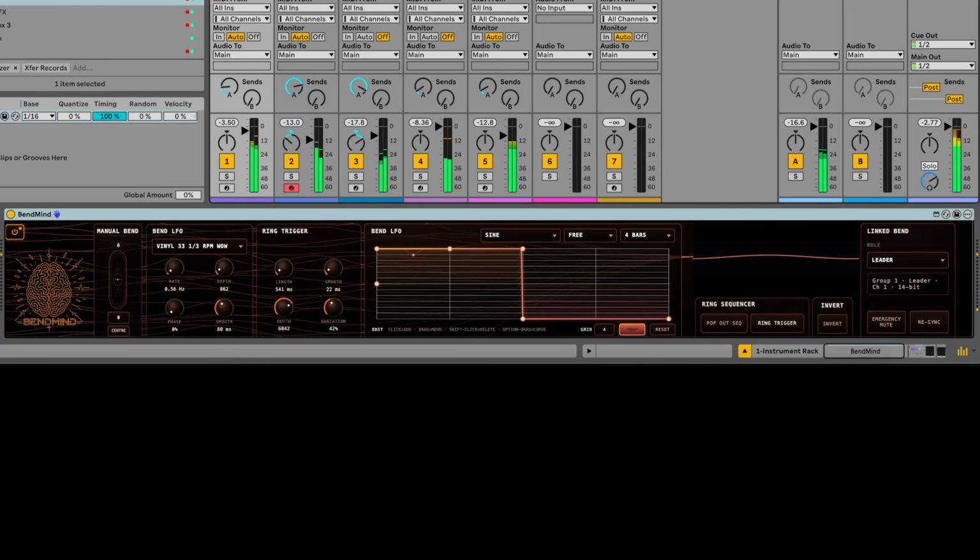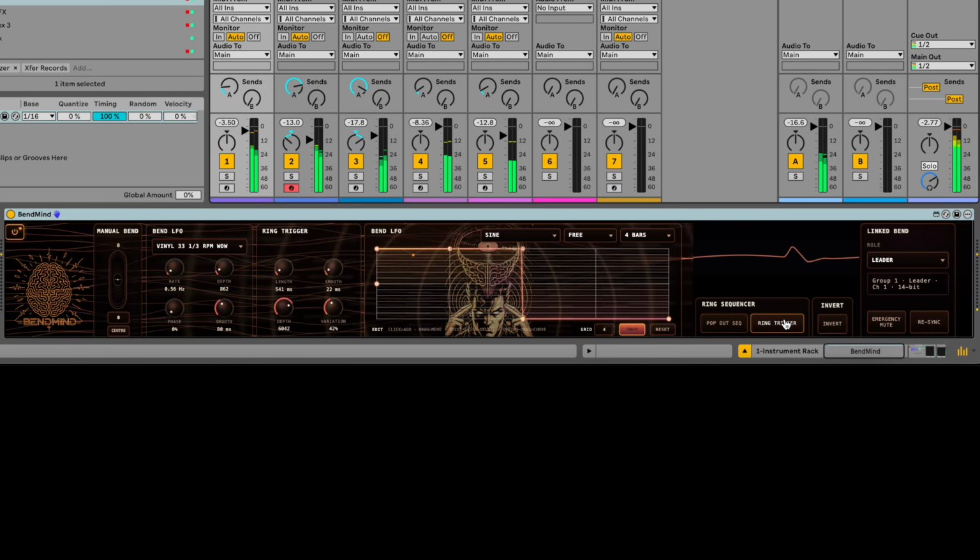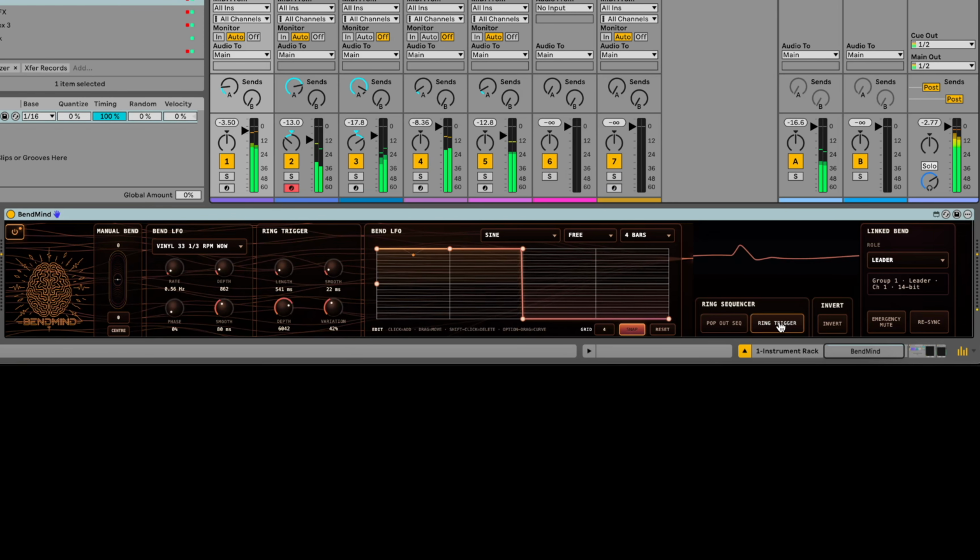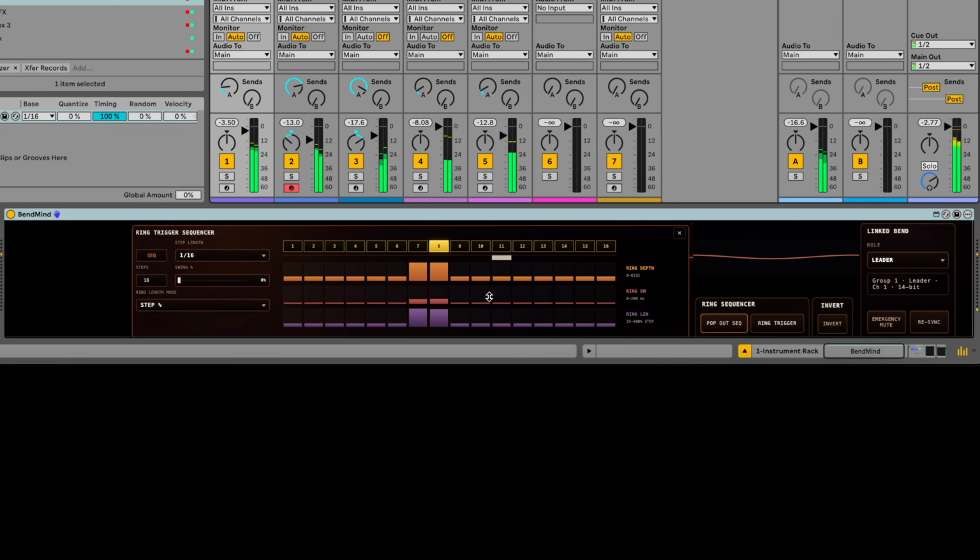BendMind will send out his mind rays to warp your tracks with a ring down one shot when you summon him. The ring sequencer pushes BendMind into rhythmic territory. Pitch movement can become part of the pattern, repeating, pulsing, and interacting with the musical grid instead of simply floating over it.